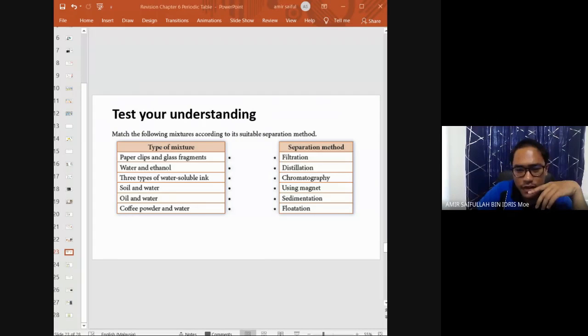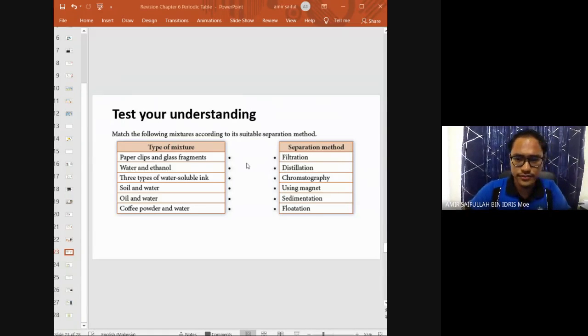And lastly, coffee powder and water. They are not soluble, huh? Coffee is not really soluble. Can I have Louis? How to separate coffee powder with water? Filtration, correct? Okay, good. Okay, so everyone okay with this?